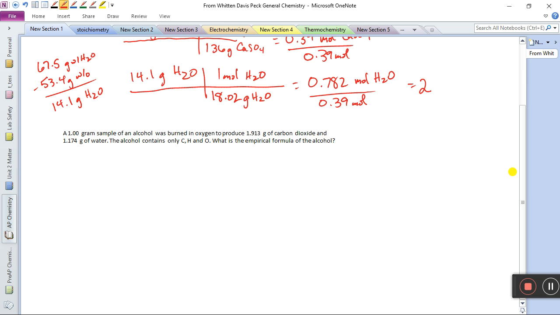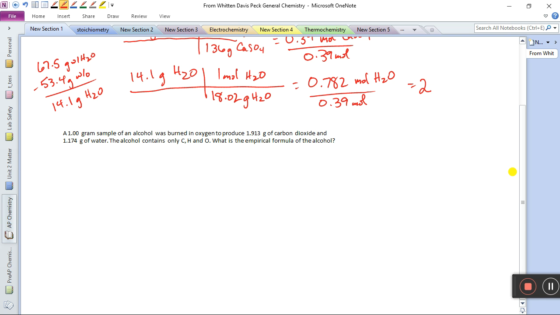Alright. And remember, if you missed writing something down, the video will be on Google Classroom. Alright, so a 1 gram sample of an alcohol was burned in oxygen to produce 1.913 grams of carbon dioxide and 1.174 grams of water. The alcohol contains only carbon, hydrogen, and oxygen. What is the empirical formula of the alcohol?